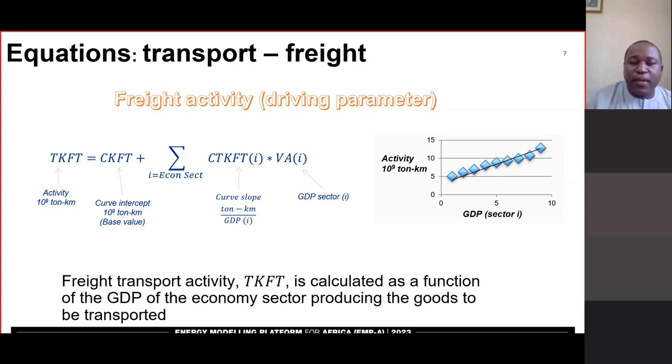Another simple way to understand it could also be to just look at historical values. Let's say if you are monitoring the generation of freight in your country, then you can calculate what is going on each year, and therefore you can draw a curve, like the curve that we have on the right side here. You can draw that curve and finally generate these coefficients which are needed for your model.